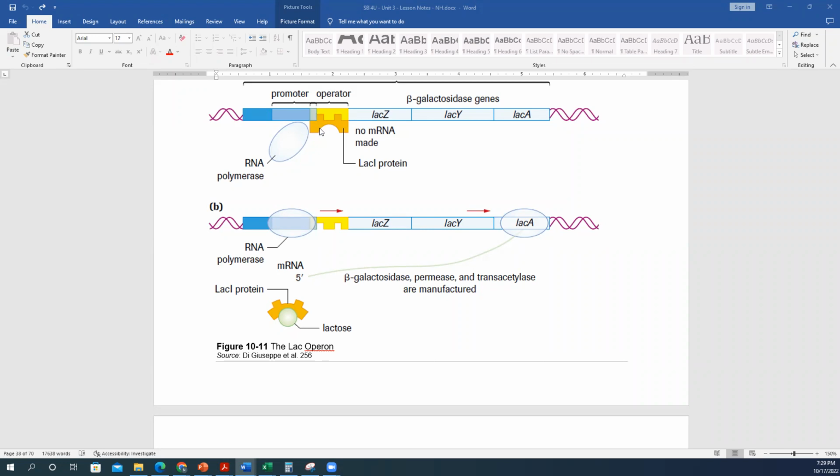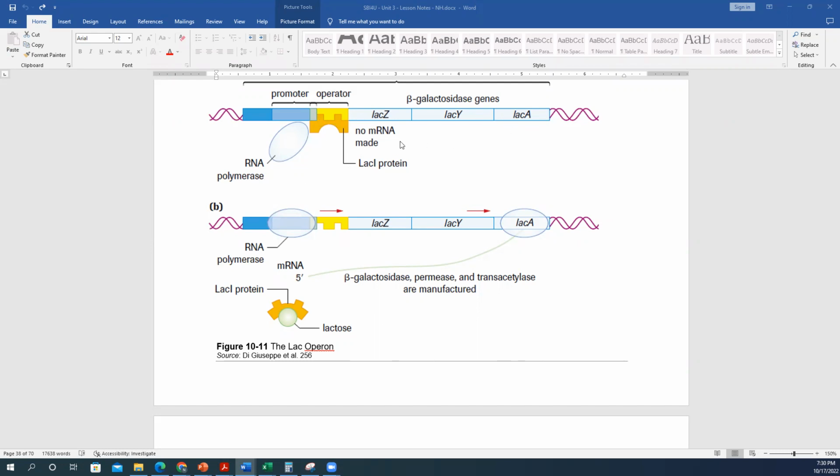It prevents RNA polymerase from binding to this promoter. And since RNA polymerase can't bind to the promoter, it can't go ahead and transcribe this gene. But if, on the other hand, say you had lactose, see this green ball is supposed to represent a molecule of lactose. If you had lactose present, then you need to be able to move this repressor protein off of the operator because you have lactose present.